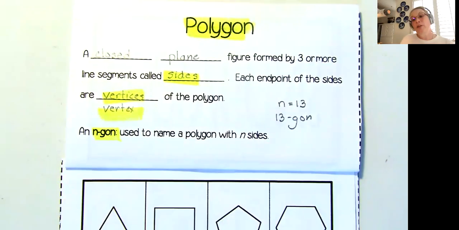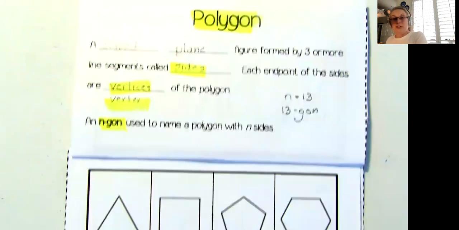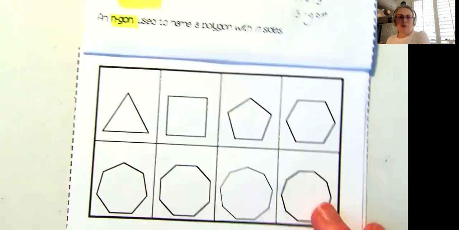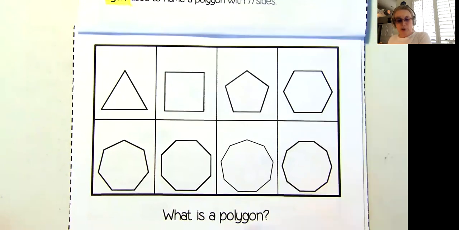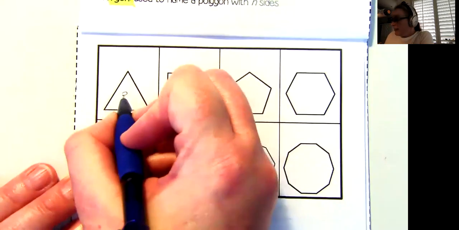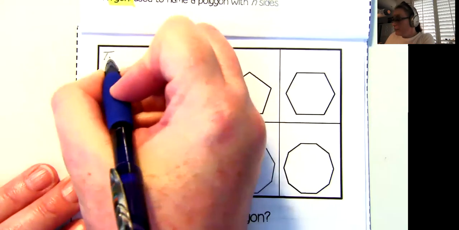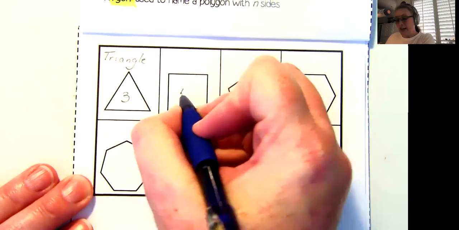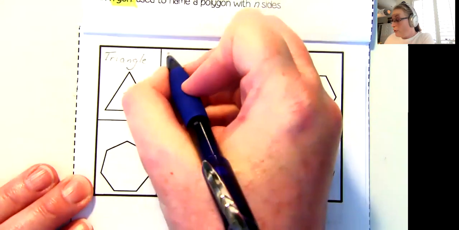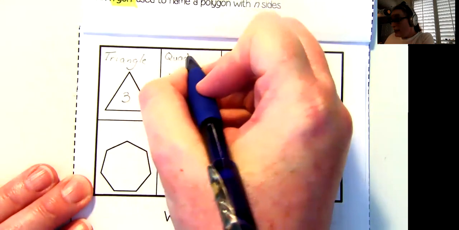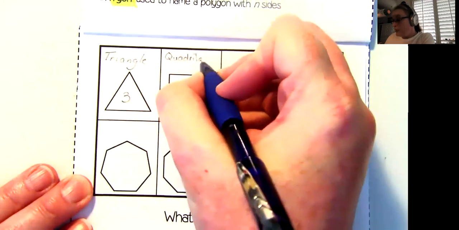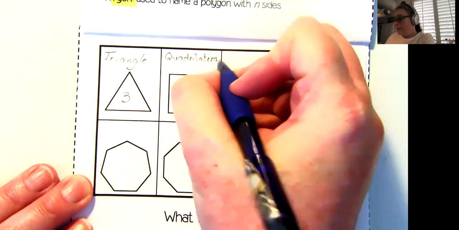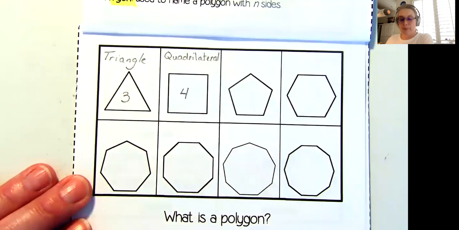Now we have 9 common ones that we use all the time, and we don't say 3-gon or 4-gon. We start with the 3-sided figure. That's your triangle. Your 4-sided figure is called a quadrilateral. Any other name is a more specific name. The general name for any 4-sided figure is a quadrilateral.